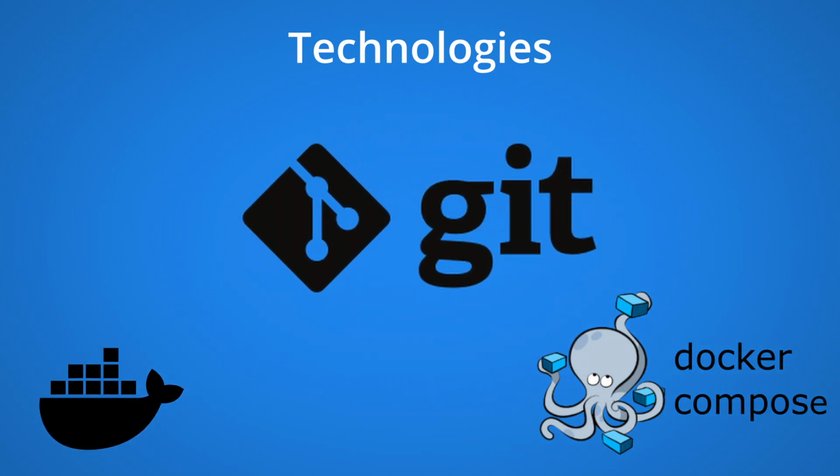So what is Git? Git is a distributed version control system which is often used in software development to track changes in files and directories. My Git repository contains the installation and configuration for the Docker containers.